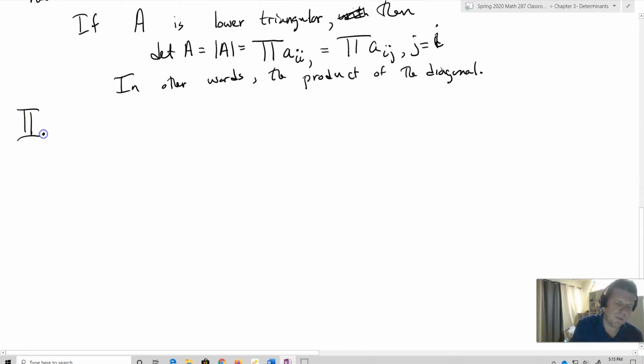We'll call this section number 2, and that is we're going to talk now about row operations and the determinant, and so the effect of row operations on the determinant.